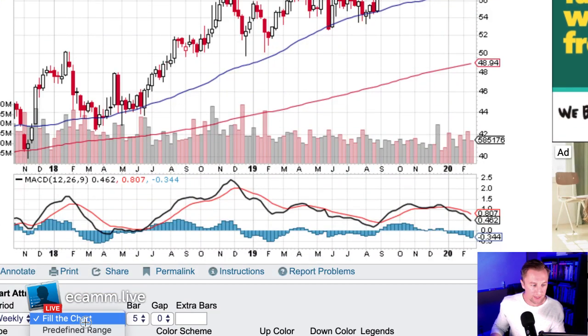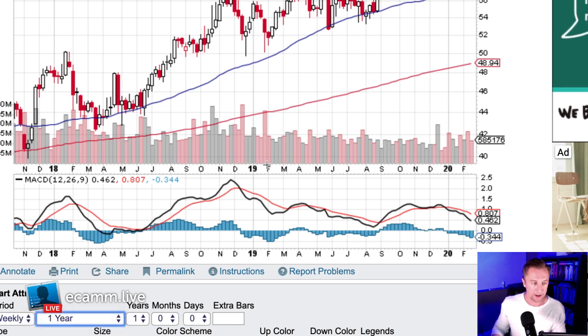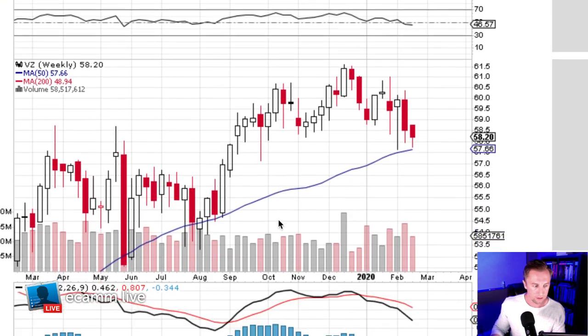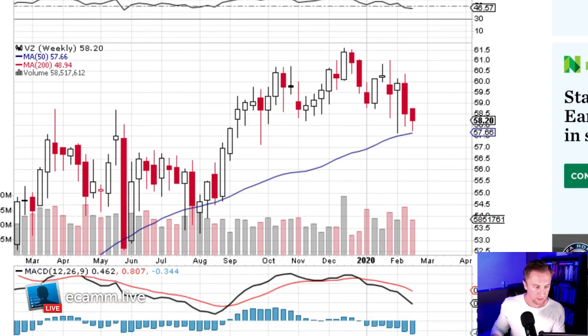It's actually funny, I looked at this chart a while ago, but if I pull up a year, check this pattern out. Okay. Oh, not the weekly, the daily.